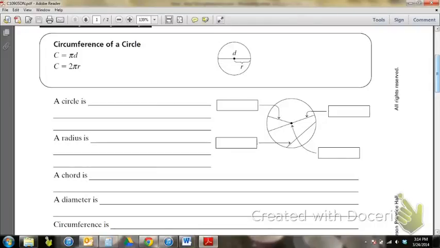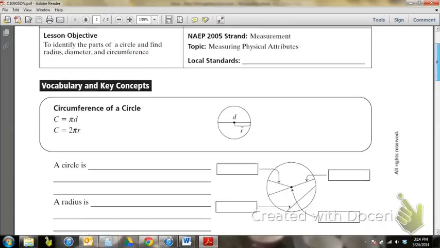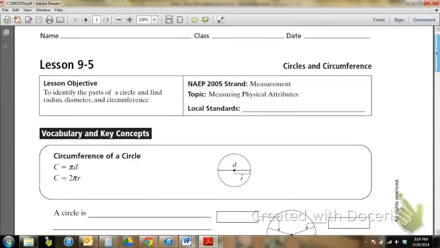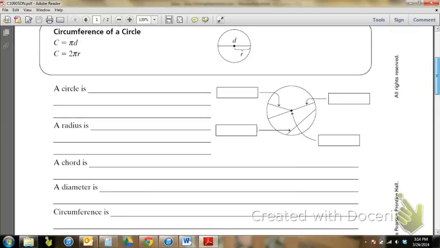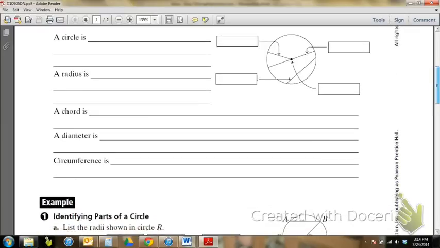In lesson 9.5, we're going to talk about circles and circumference. So first, we're going to talk about all the parts of a circle.